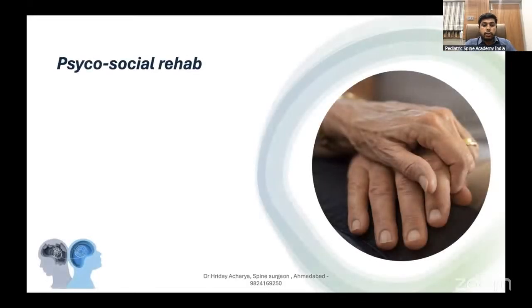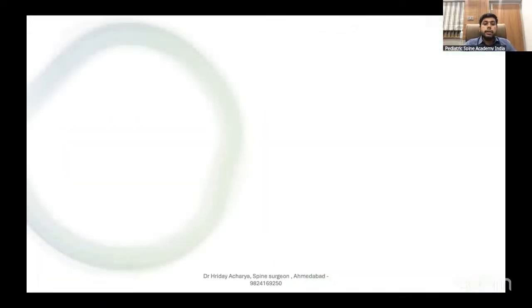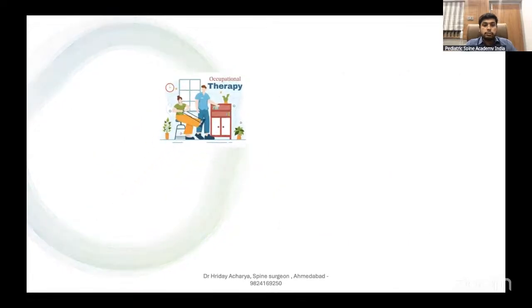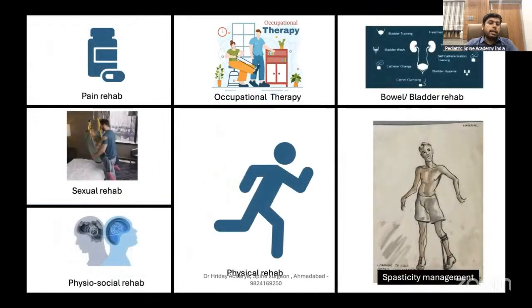And the last is psychosocial rehabilitation, where depression, PTSD, suicide attempts are very common. Occupational therapy, so there are pictures, music, crafts, various kinds of occupational therapy that can be there. In Ahmedabad, all this happens at the Spinal Cord Rehabilitation Center. So this is everything that we discussed about rehabilitation in a patient with paraplegia. So when somebody asks you, all these things have to be covered.